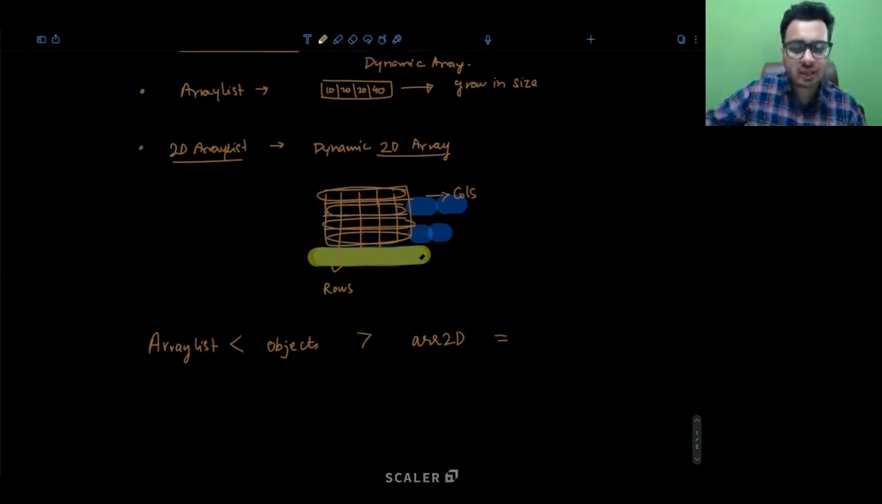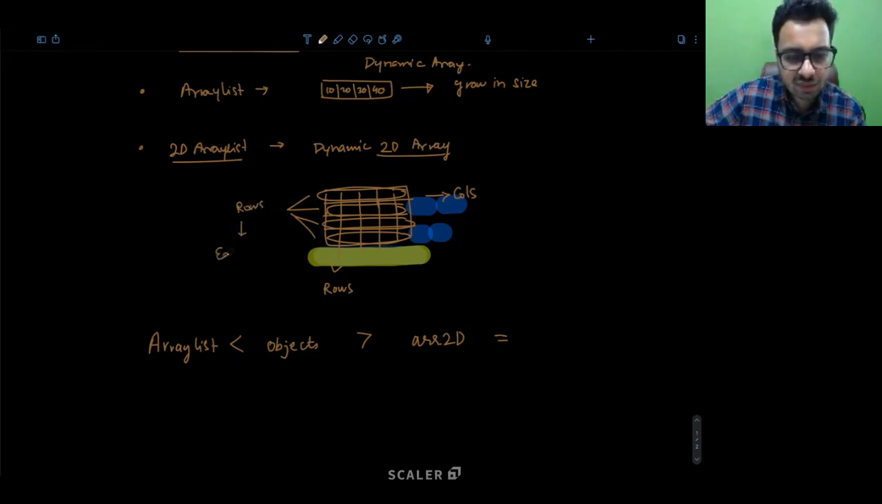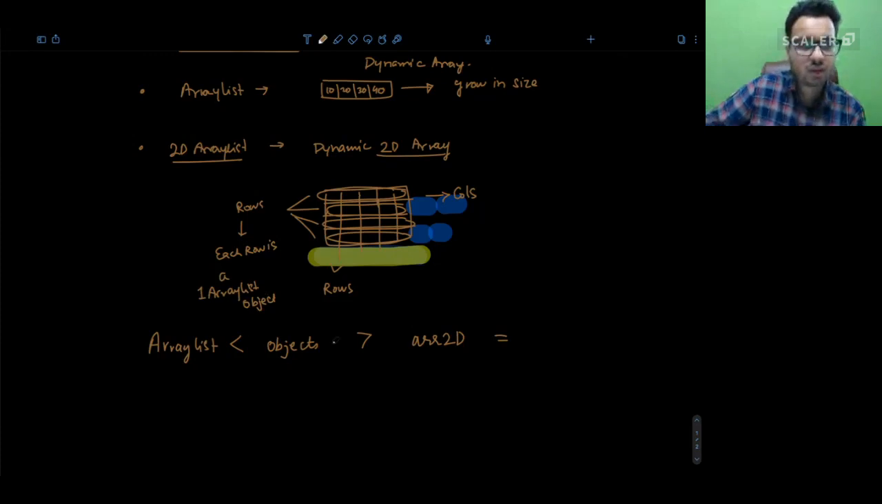So each row can be treated as one object. It has rows, and each row can be treated as an object. Each row is an array list object. Yes, each row is a 1D array list object. That is absolutely correct. So what data type would it be?